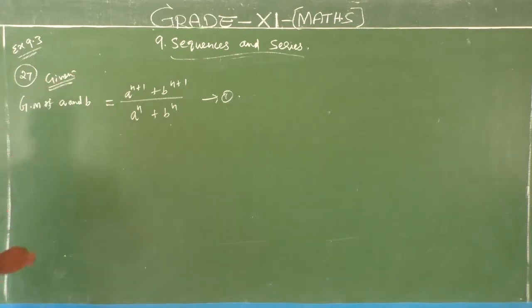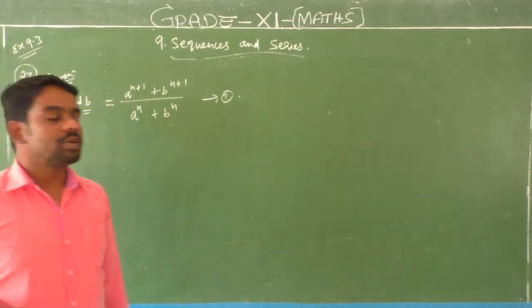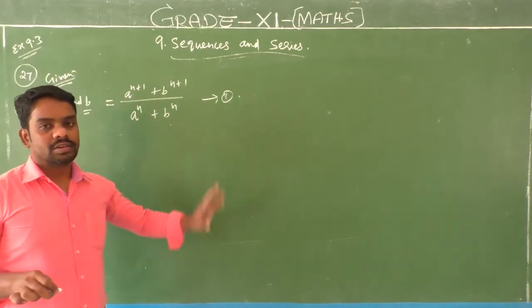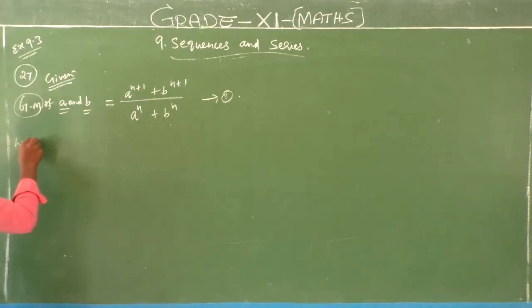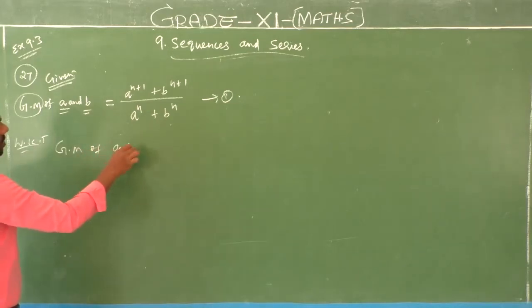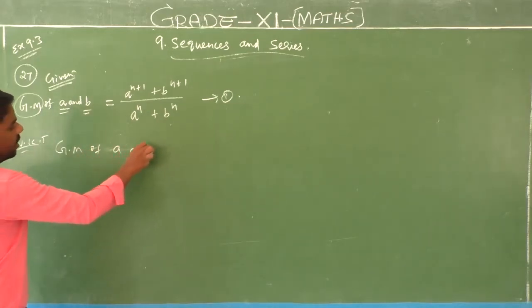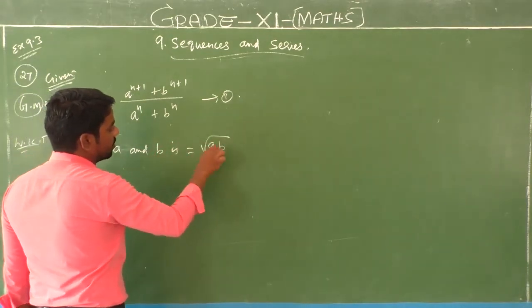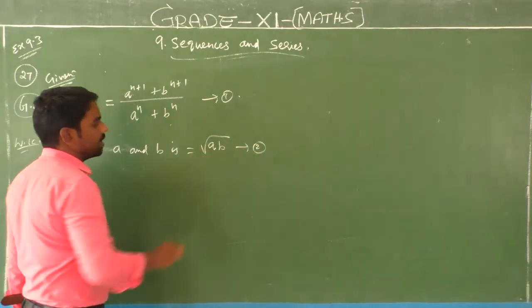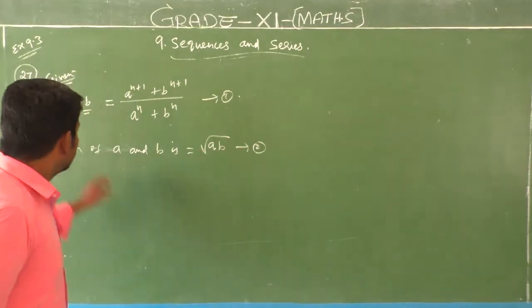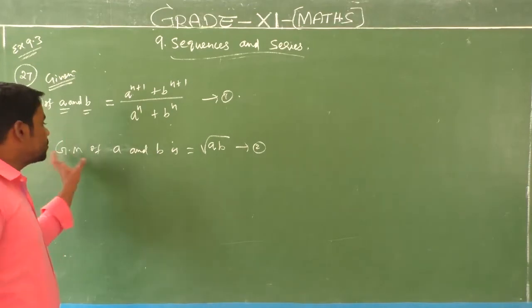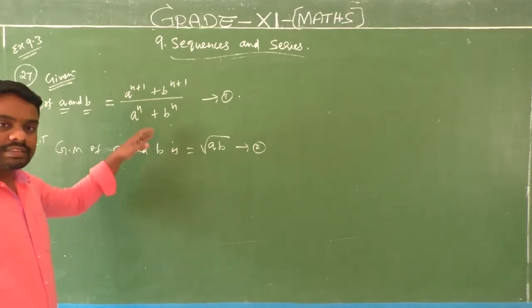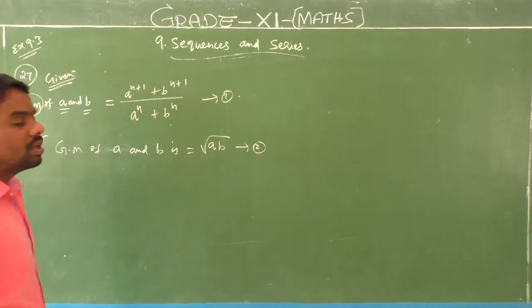The geometric mean of a and b is (a^(n+1) + b^(n+1)) / (a^n + b^n). We also know that the geometric mean of a and b is root of ab. This is equation number 2. From equations 1 and 2, both are the geometric mean of a and b, so they are all equal.